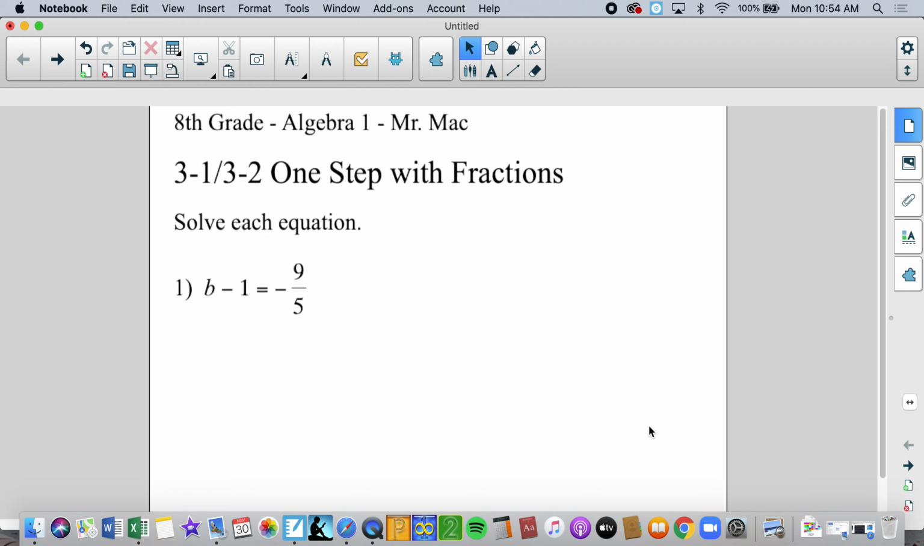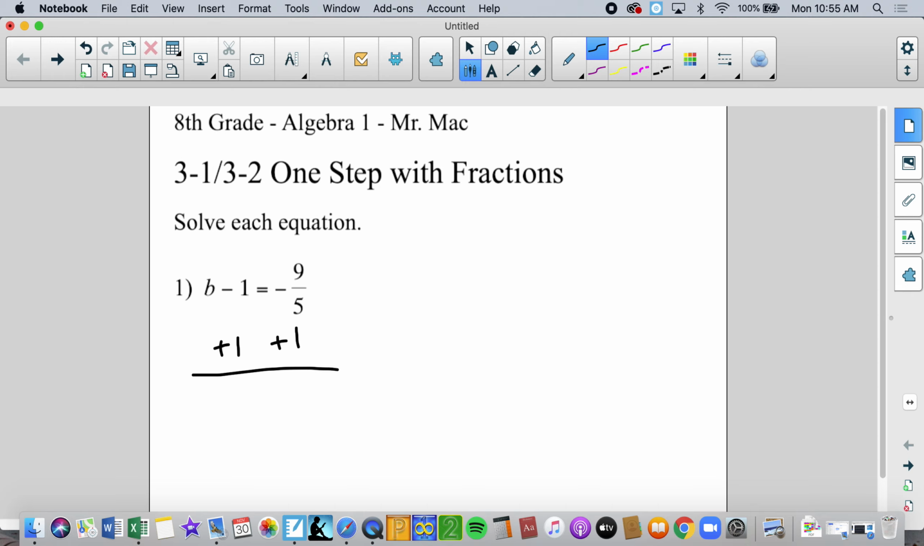This is section 3.1 and 3.2, dealing with one-step equations, isolating variables with one step, and they're going to include fractions. So 3.1 is addition and subtraction, 3.2 is multiplication and division. So we're going to do that with each of these. So we again look and see what's happening to the variable. In this case, 1 is being subtracted, so we are going to do the inverse of subtracting, which is adding.